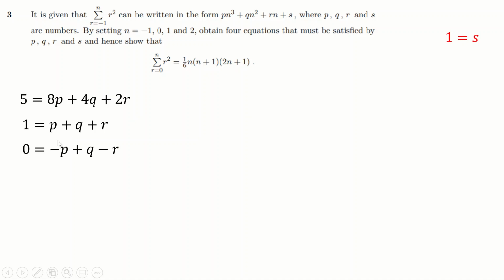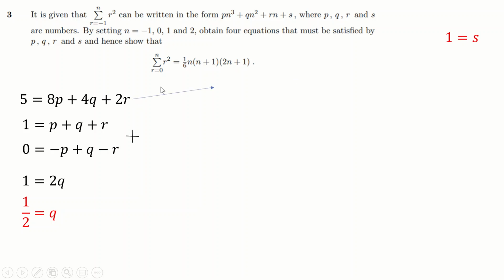And now here, I notice that I've got lots of matching coefficients. So let's just deal with these 2. Ignore the top one. Let's just deal with these 2. Let's add them together. 1 plus 0 is 1. These 2 cancel. This is 2q. These 2 go away. So I'm left with 1 is 2q, and q is a half, which is great. So that's my second one. I've got 4 to find, and I've got 2 of them already.